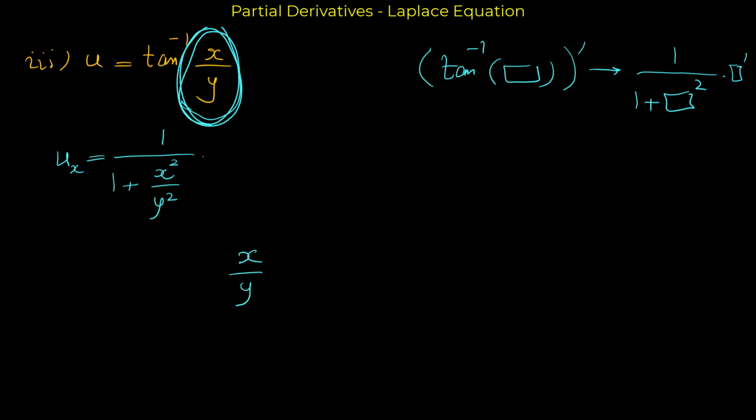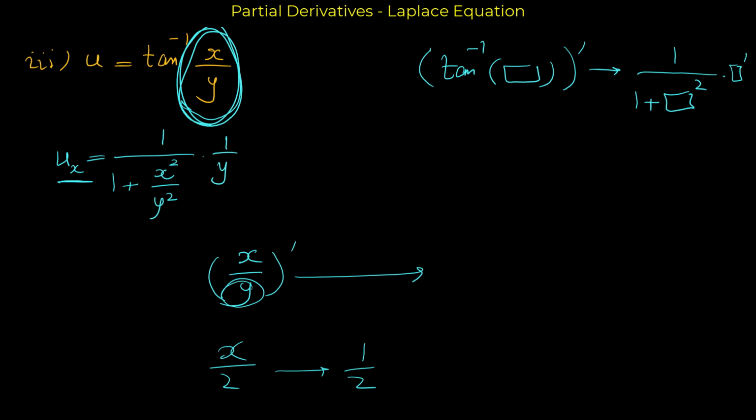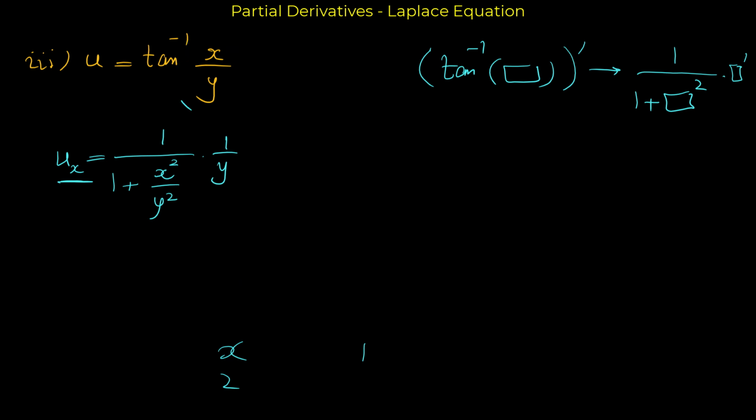For finding derivative of x over y, attention, with respect to x, y is a number like x over 2. What is the derivative of x over 2? 1 over 2. What is the derivative of x over 5? 1 over 5. So what is the derivative of x over y with respect to x? Just 1 over y. And this is the derivative of the inside. So why we multiply by that? Because of the chain rule.